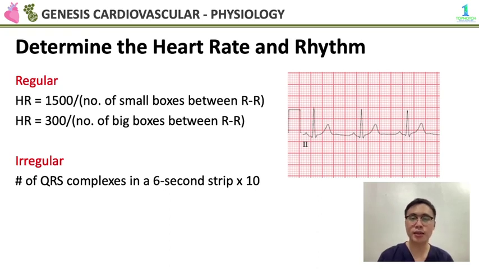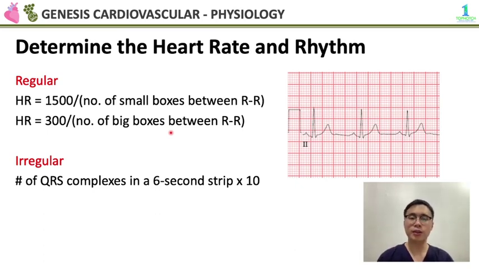Alin yung small boxes na yan? Ito, guys, no? So, yung mga maliliit na box dito, that's 1, 2, 3, 4, 5, no? Those are the small boxes. Or alternatively, you can use 300 divided by the number of the big boxes between R to R. Okay. So, mas mahirap lang magbilang ng big boxes kung hindi siya sumasakto dun sa guhit, right?